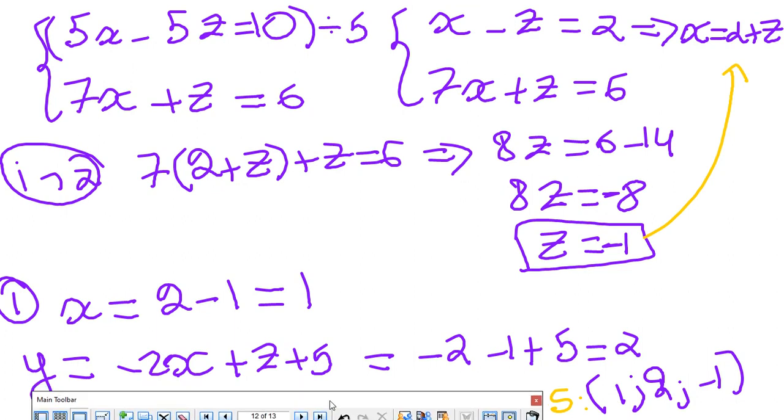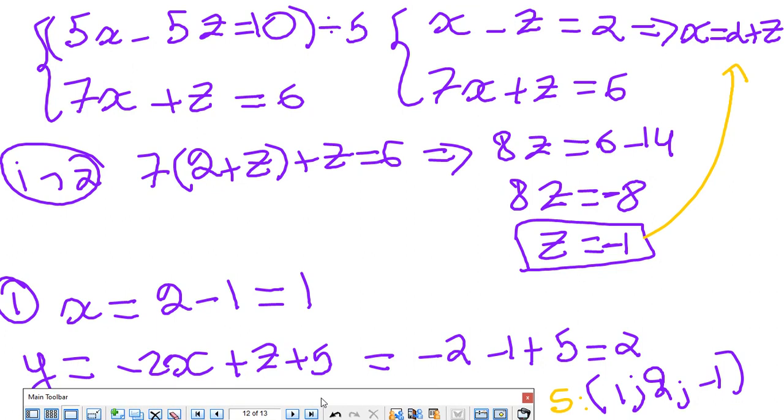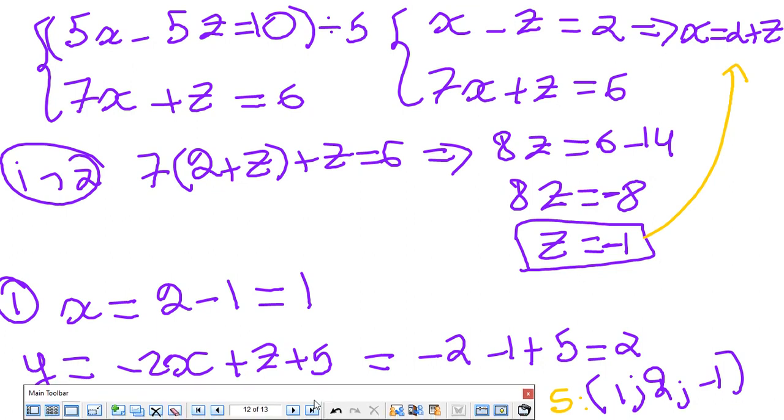Now, in the second video, I will do the same system, but I will solve it by elimination, and then we will do the Gauss method, which we also call the row reduction method.